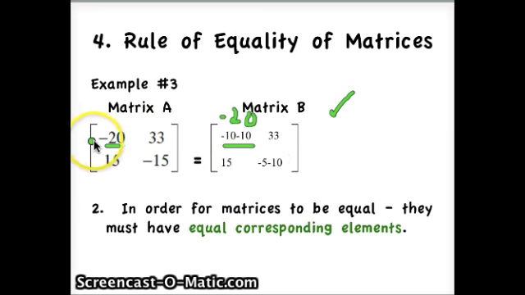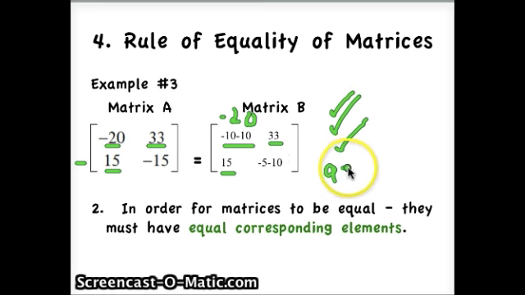Let's check out A12. It is 33 in matrix A and 33 in matrix B. It checks out. What about the A21? A21 is 15 in matrix A and 15 in matrix B. That checks out. What about the A22?